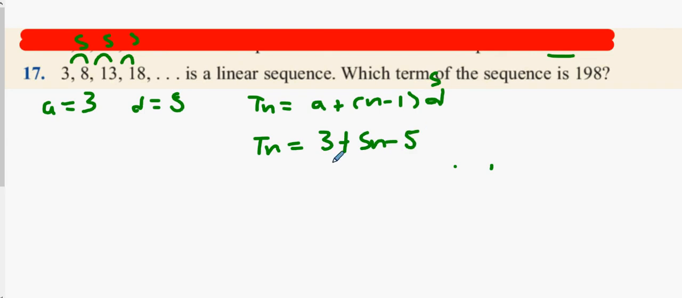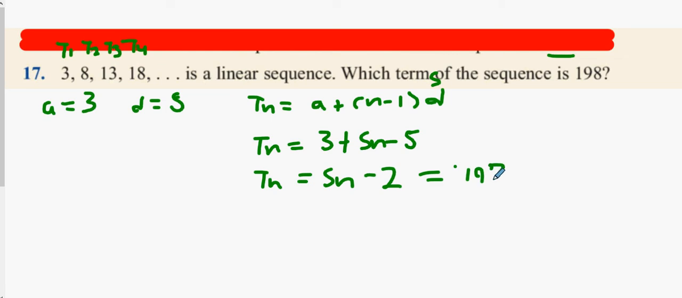What should you do every time you get the equation? What should you do immediately? Check it. Check if it works. Try any of them. You can try T1, T2, T3, T4, it doesn't matter which one, just check that it works. So T1 would be 5 times 1 take away 2, which is 3, so it does work. You want to know what term equals 198, bring over the 2, 5n equals 200, n equals 40. You all good?